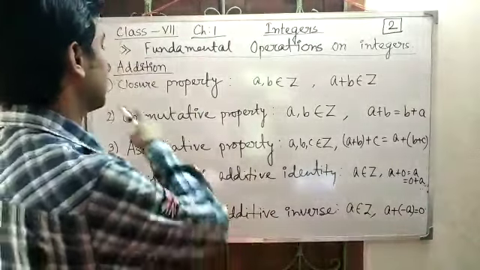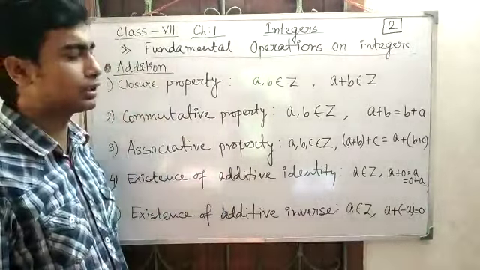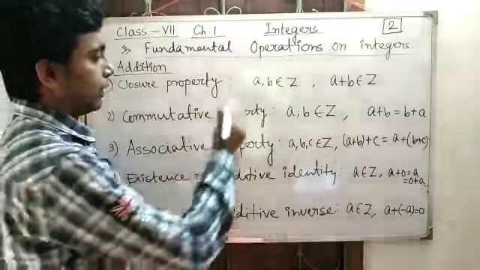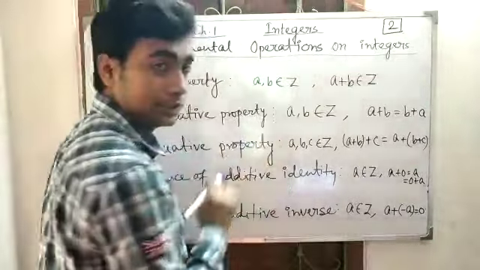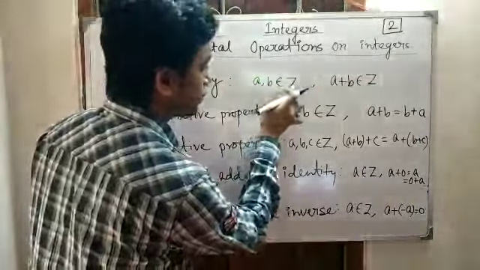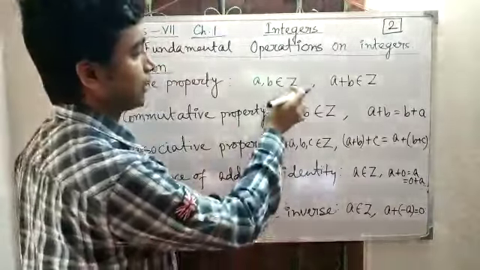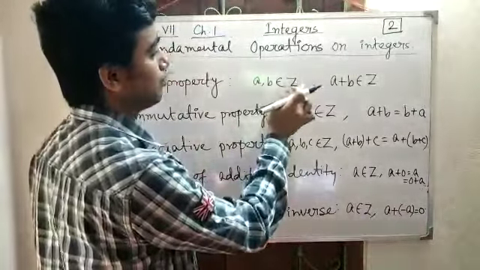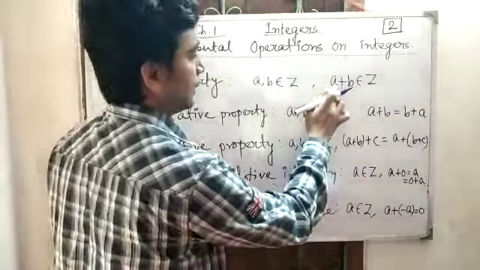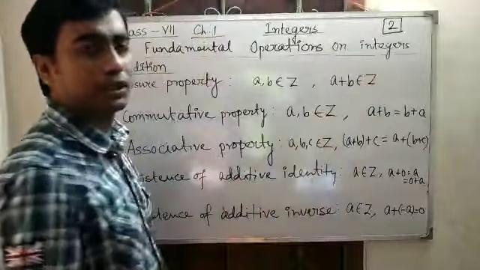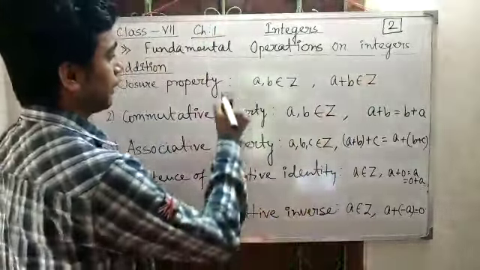The first one is closure property. Closure property means what? If two elements A and B both are integers, that is A and B belong to Z, okay, because the integers are denoted by the symbol Z, then you can say A plus B is also an integer. Okay, take one example.